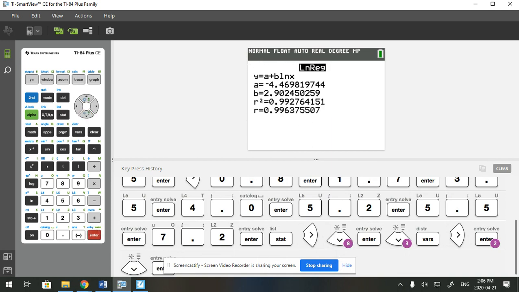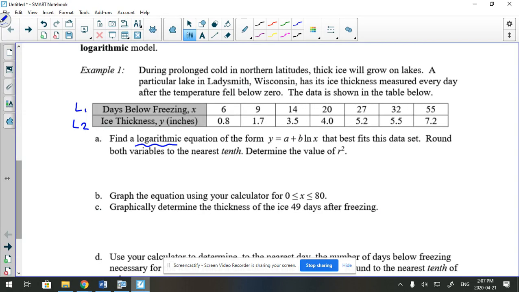Okay, it tells you how to write out the equation here. So you can see what your a value is, and you can see what your b value is. So you just need to substitute it in, and it tells you exactly how to put it into the equation. For this one, we said round to nearest tenth. So my a value is going to be negative 4.5. So now I can write that out here. And then my b value is going to be 2.9 when I round it. And then I have ln x.